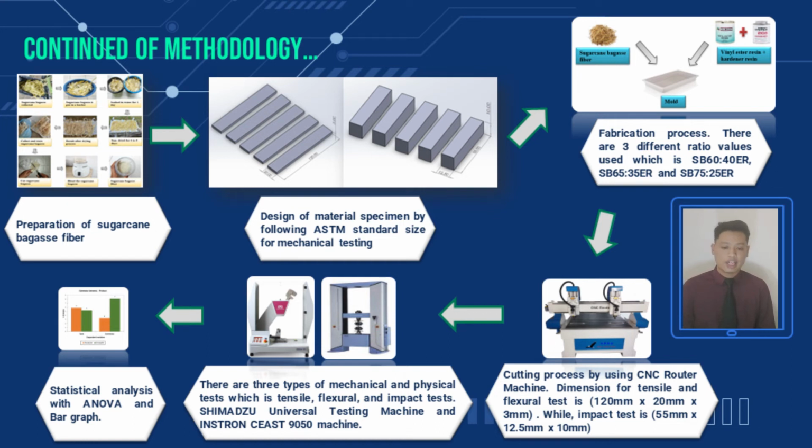Next, there are 3 types of mechanical and physical tests, which is tensile test, flexural test, and last one is impact test. The machine used is Shimadzu Universal Testing Machine and Eastron Case 9050 machine. Last one is statistical analysis with ANOVA and bar graph.